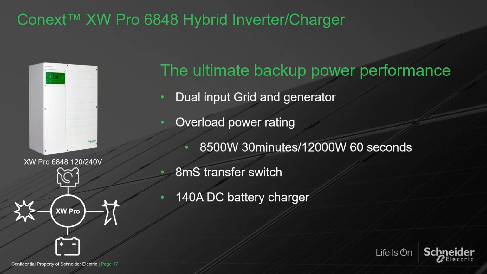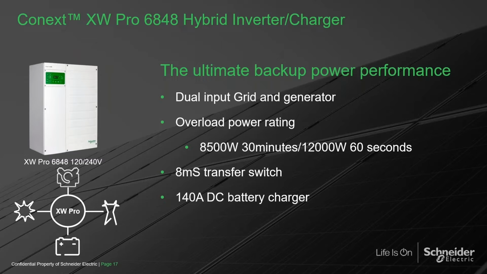So it's extremely important to know that your product is capable of this: the 8,500 watts for 30 minutes, continuous power at 25 degrees C. It also has the fastest transfer time in the industry at 8 milliseconds. And this is when we disconnect from the grid because there's a power outage, right?